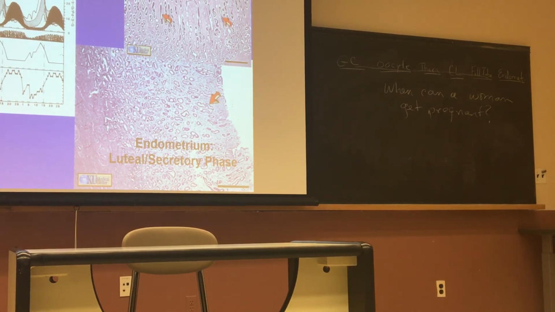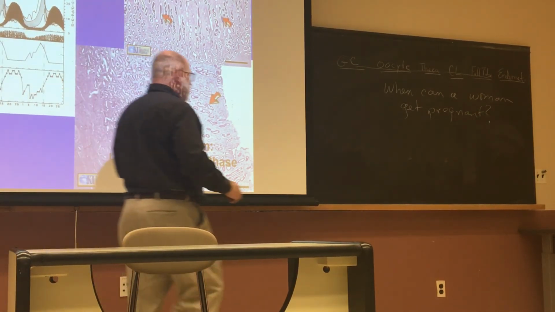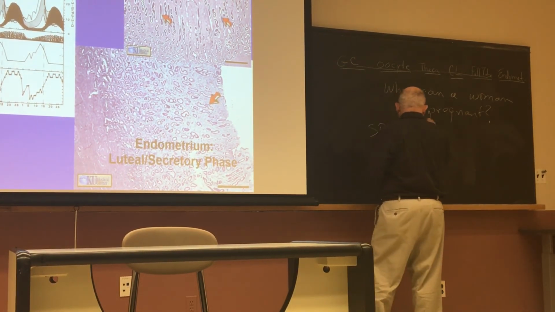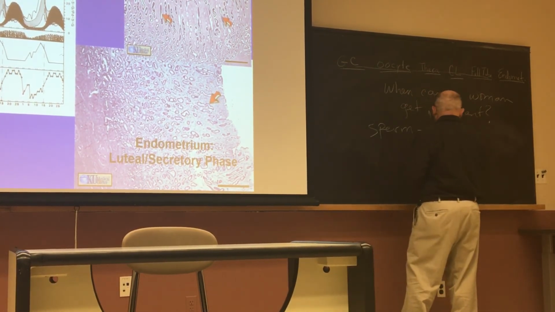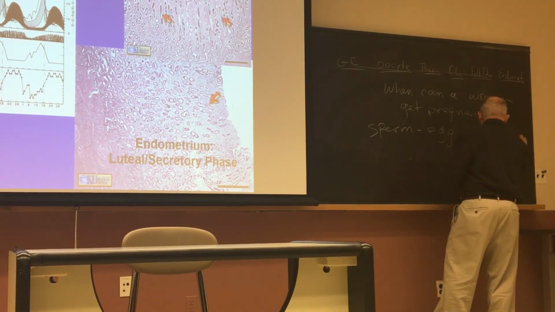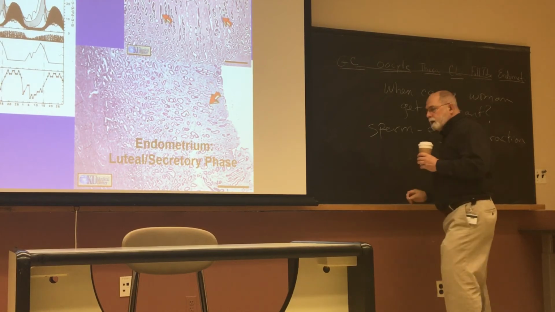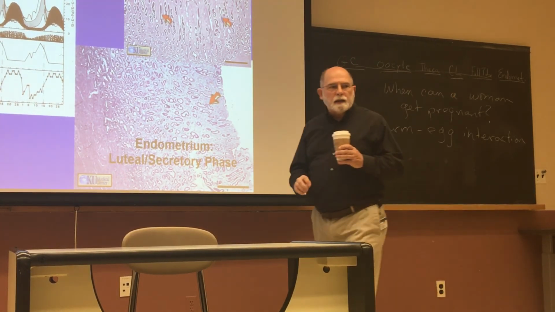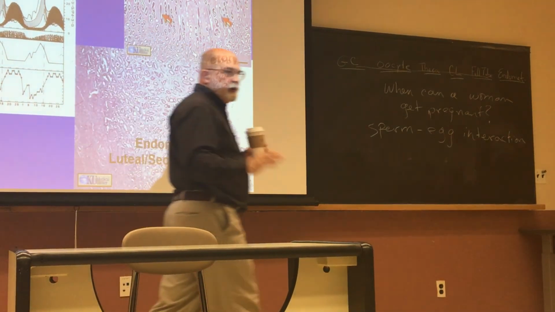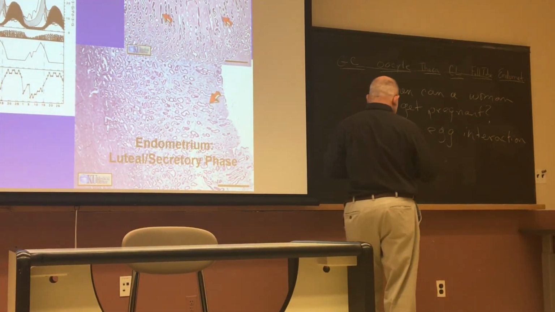Okay. What has to interact for pregnancy to occur? Sperm and the egg have to interact. How long does an egg live after ovulation? Roughly 24 hours. That's the best guess.